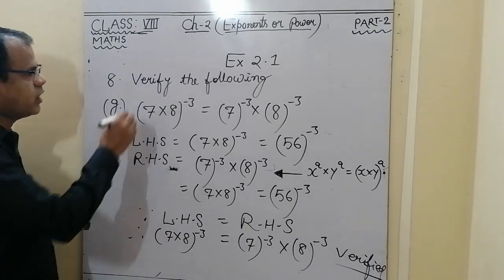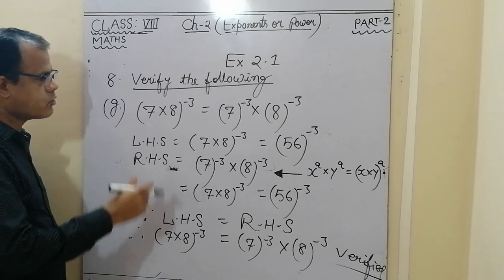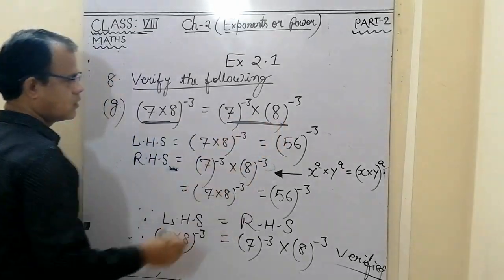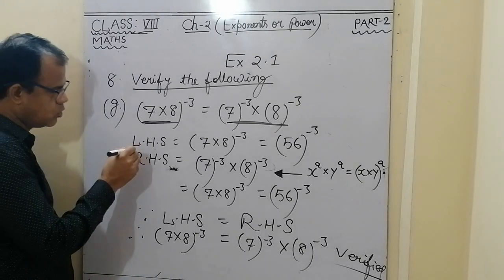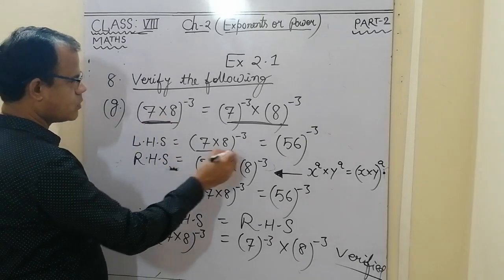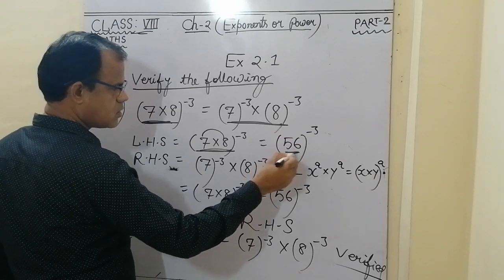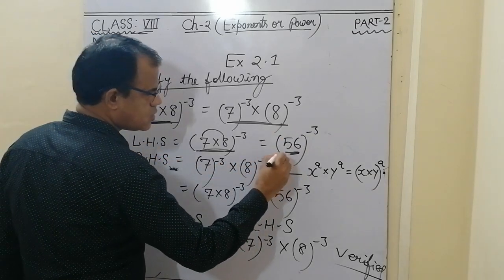Yes student. Next question. Verify the following. This is the question. First, we have to solve the LHS part. After that, the RHS part. In this way, we have to verify this question. So look here. LHS is (7 multiplied by 8)^(-3). So it becomes 7 eights are 56 raised to the power minus 3. So the LHS answer is this.